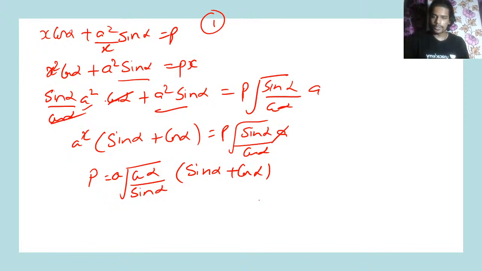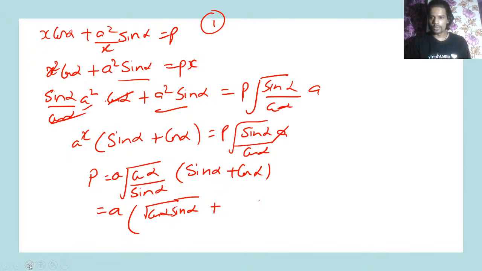Okay, let's try to do it. So I can write this as a. If you take it inside, you will get root cos alpha sin alpha, and if you take it inside, you will get, oh boy, this is nice. This is what we wanted, but here it will become cos alpha. Okay, this is not good. This is actually not good.